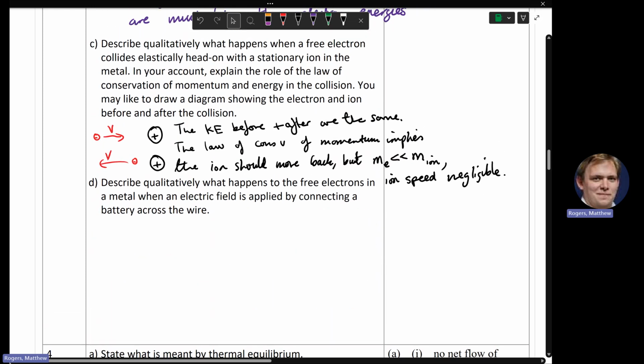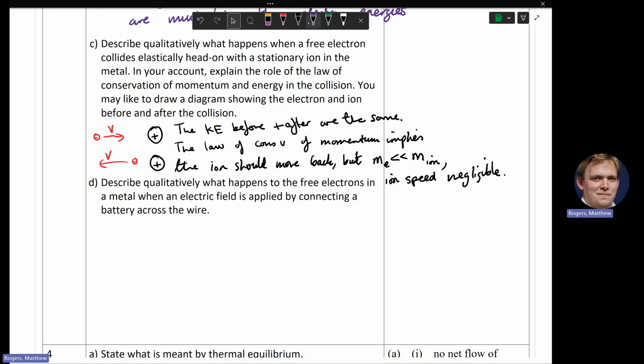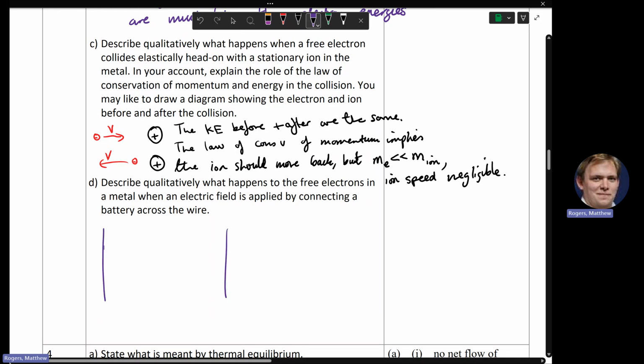D, describe qualitatively what happens to the free electrons in a metal when an electric field is applied by connecting a battery across the wire. So if we could imagine our metal as being like a container of gas, we've got all of our negative electrons. We're going to have positive charge connected from one side of the cell, negative from the other. And so all of our electrons in here are still bouncing around like the gas particles that we were imagining them to be. But the whole time they're bouncing around, they're experiencing a force acting in this direction. Now, the force is relatively small, so in terms of the paths I've drawn, I might just show that they follow a path that takes them slightly more in this direction than they had originally. So not a huge difference. They experience a force to the left in my diagram, a force towards positive.